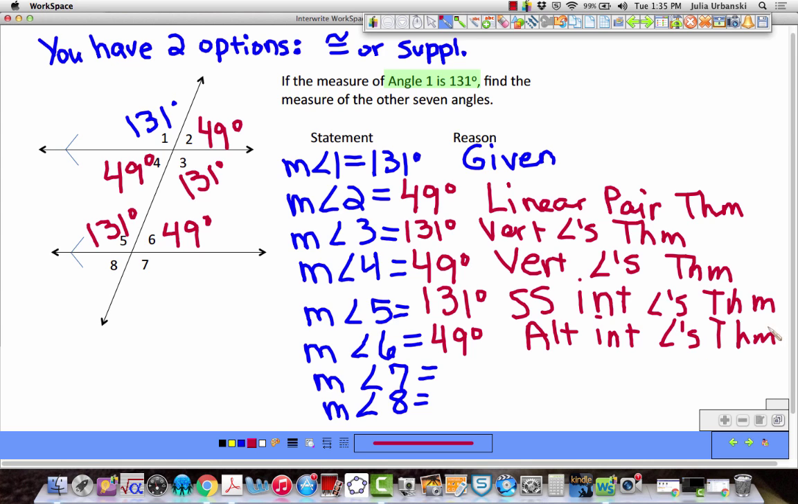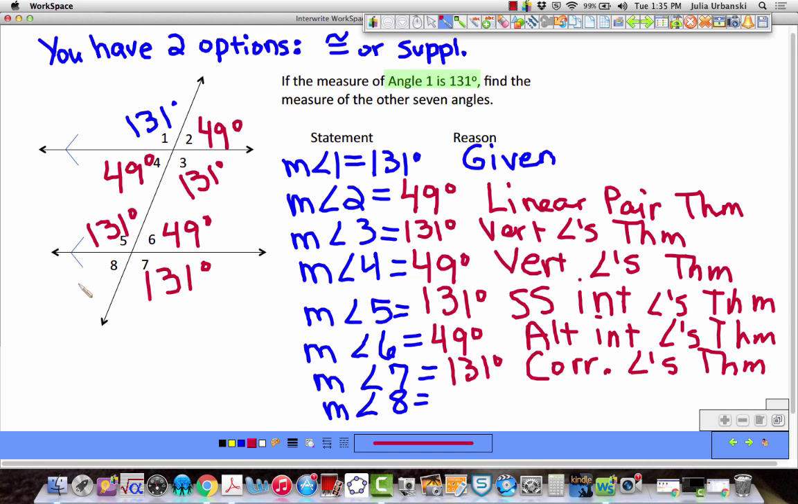What would angle 7 be? 131. Yes. Give me a reason that we haven't used yet, or we haven't written down yet. Corresponding. Good. I'll use that one now because it's available for all 4 types. Corresponding angles theorem. This angle, whatever it is, has to equal this angle, so both 131s.